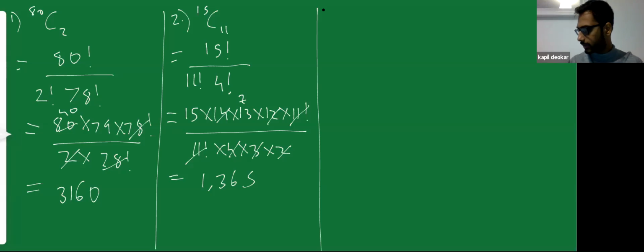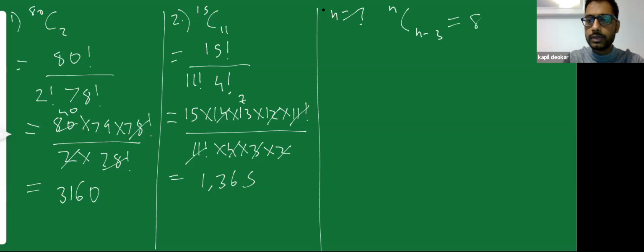We'll see the next question from a textbook. You have to find the value of n is equal to question mark when nC(n minus 3) is equal to 84. Again, NCR format, I'll use my formula n factorial upon r factorial.